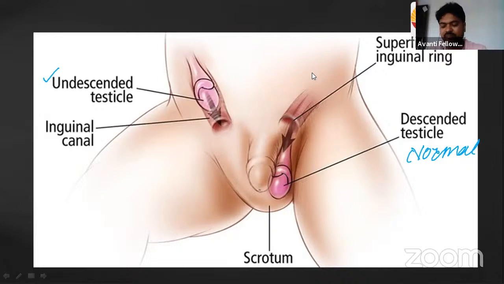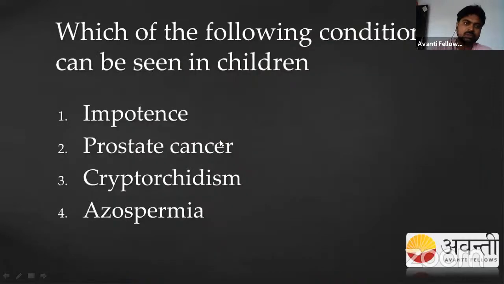Okay guys, coming to the next question: which of the following conditions can be seen in children? Impotence, prostate cancer, cryptorchidism, azoospermia. I am launching a poll for you guys. Please answer fast.